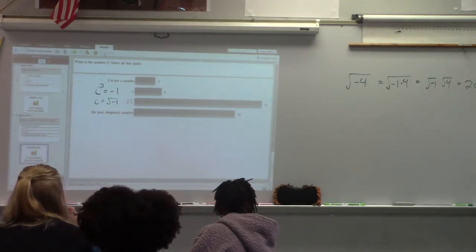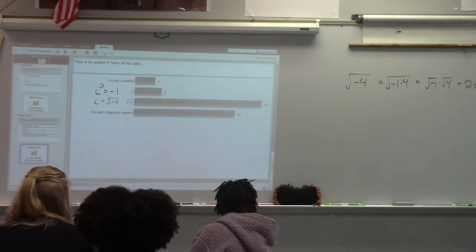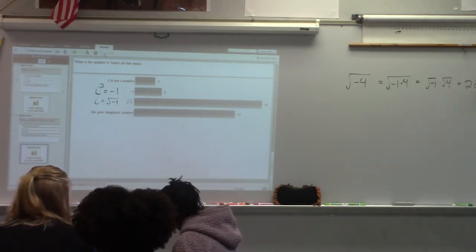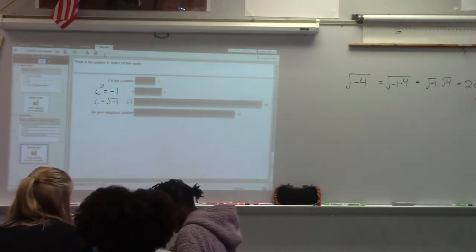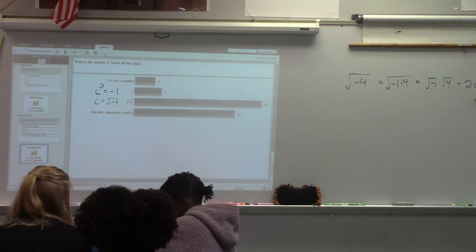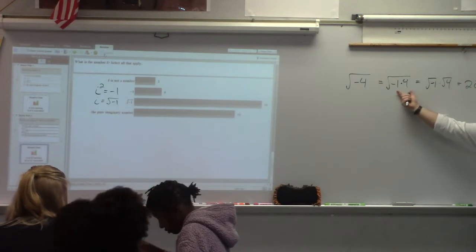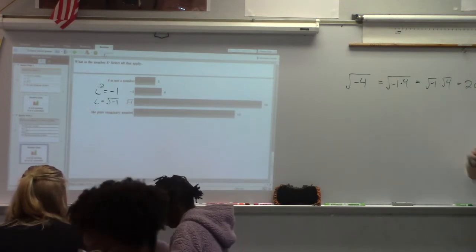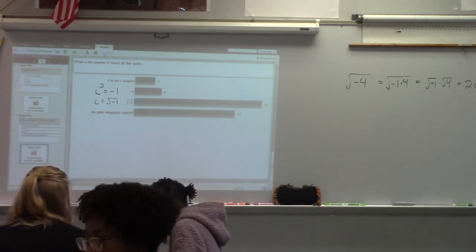I. If you see a square root of a negative, you know you're going to get what number at the end? I. You have to get an I there. If you get the square root of a negative, there is going to be an I. And the easiest way is to split up those factors. And then you can see that.